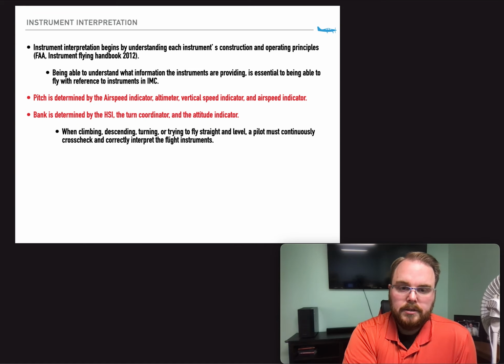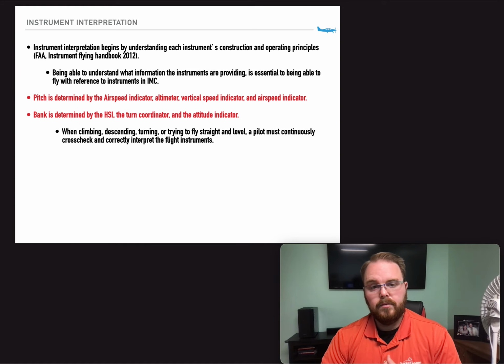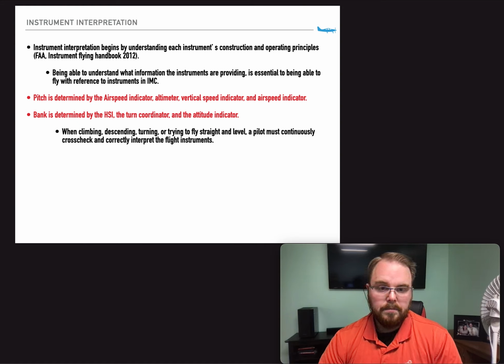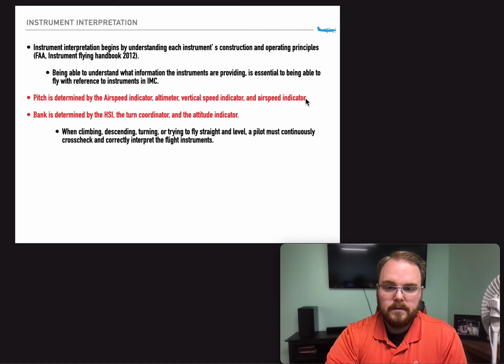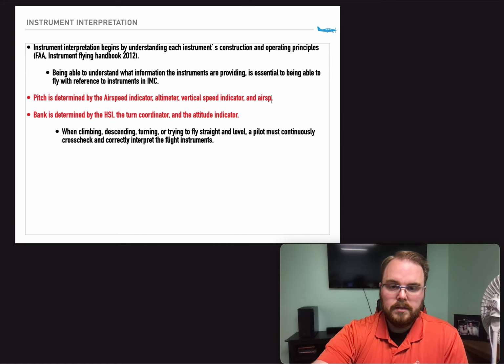So instrument interpretation, this is kind of what we were just talking about. It begins by understanding each instrument's construction and operating principles. Being able to understand what information the instruments are providing is essential to being able to fly with reference to instruments in IMC. That's what we talked about earlier. If we can't interpret our instruments, then we're not going to be able to successfully and safely fly in instrument meteorological conditions. Like I said earlier, pitch is determined by the attitude indicator, altimeter, vertical speed indicator, and airspeed indicator. It's obviously the most important.